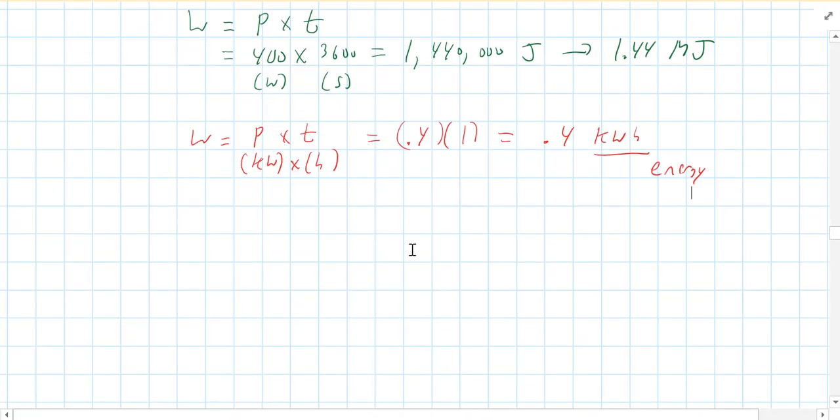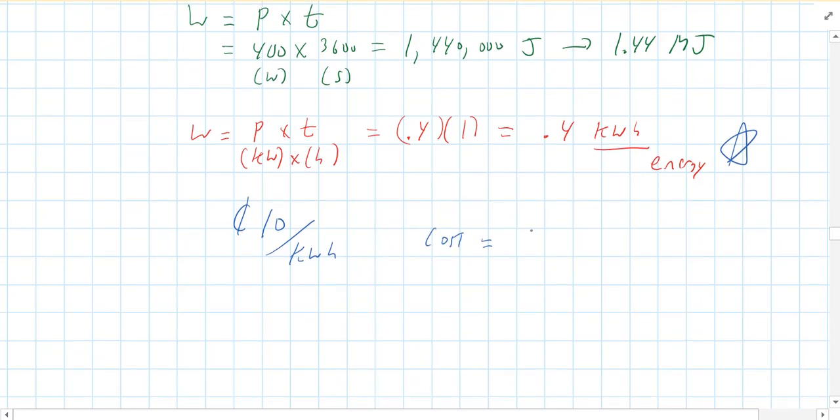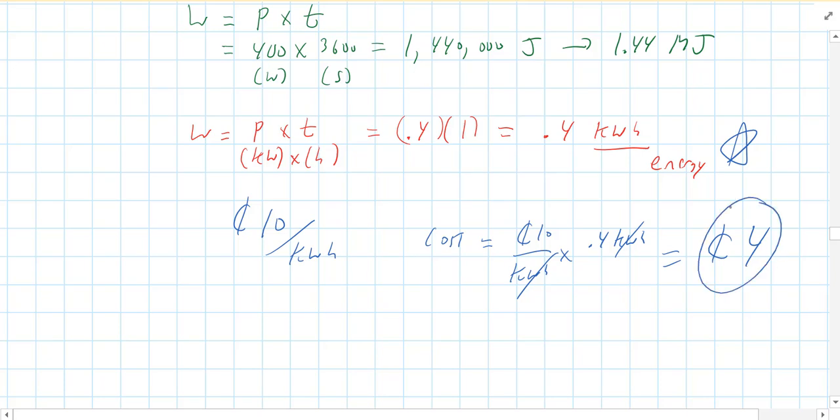Okay, so assuming that the cost of energy is 10 cents per kilowatt hour, how much would it cost to run this TV for 1 hour? Well, this is really simple. Cost is equal to 10 cents per kilowatt hour times our 0.4 kilowatt hours. The kilowatt hours will drop out and you'll get 4 cents. So that television set cost 4 cents to power for 1 hour.